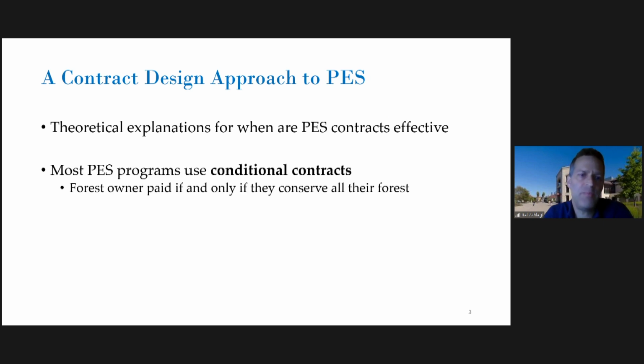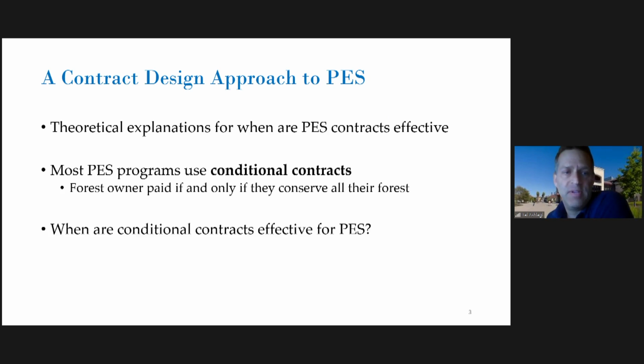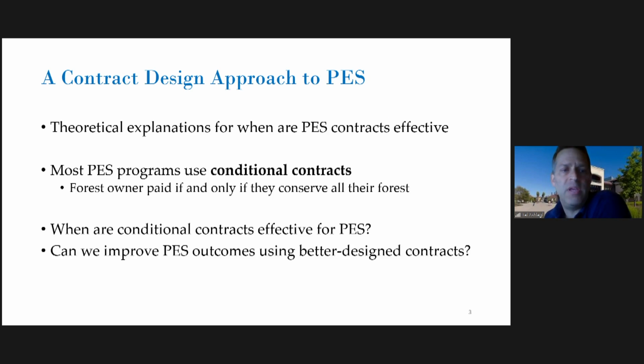If you look at the PES programs around the world, they're very simple in how they're implemented. The most widely used type of contract is a conditional contract, which is essentially saying, I'm going to pay you only if you conserve the entire forest, and otherwise I don't pay you anything. A simple question to ask is, when are those conditional contracts actually effective? And when they're not effective, are there other simple contracts that can be better designed and achieve some benefit?